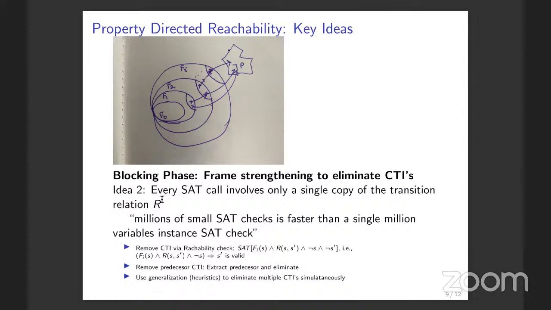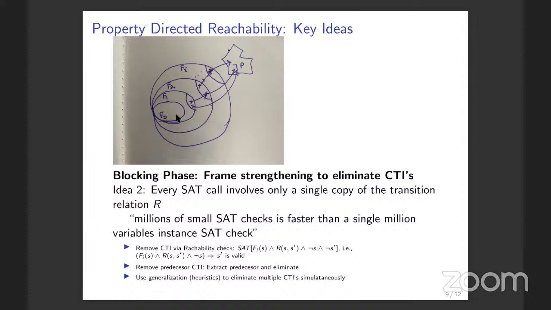See, SAT solvers, their complexity depends on the number of variables and number of clauses. The smaller the size of the thing, the better the SAT performance. So even if it means that you want to do millions of small SAT checks, it will be faster doing a million small SAT checks than a single SAT check that has a million variables. Okay. Therefore, what it does is kind of a memory-time trade-off.